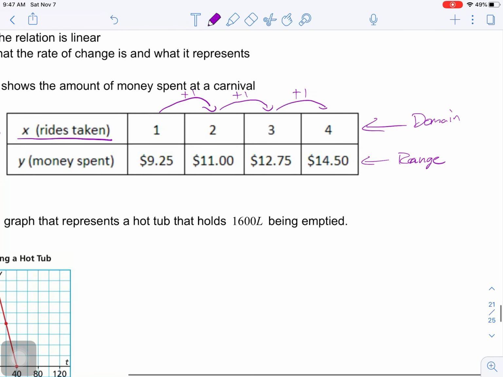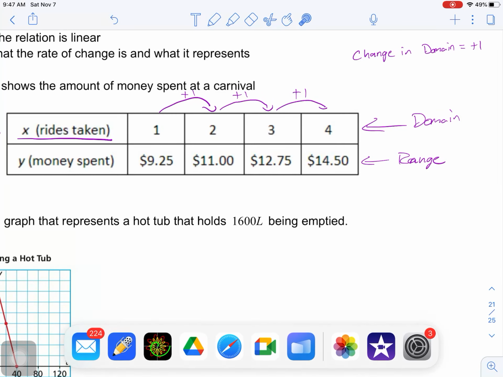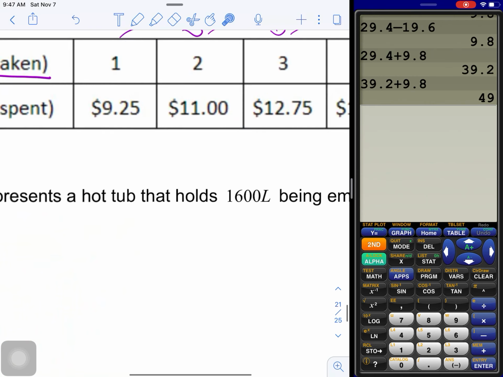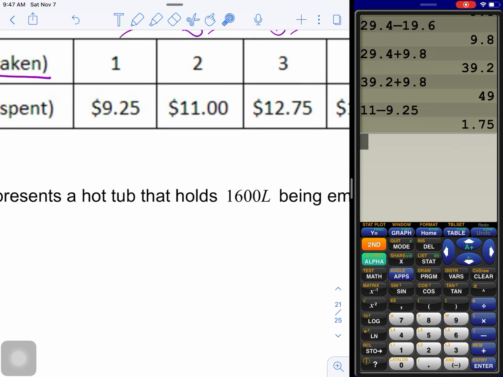So it looks like the change in domain equals plus 1. Now let's look at the change in range. How do I get from 9.25 to 11? In order to figure out what I need to add there, I'm going to subtract these two values. So 11 minus 9.25 gives me 1.75.